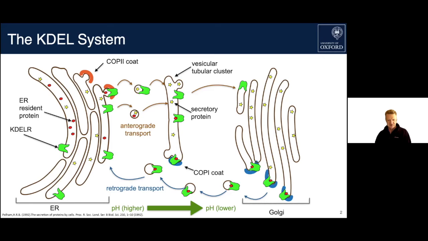There are two things to note about this process. One is that as you move from the ER through the Golgi, there's a slight change in lipid composition, which I'm not going to tell you about too much today. The other thing, which is important, is the slight pH gradient change. In the ER the pH is higher, so 7 point something, and in the Golgi it's about 6 point something. It's a very slight pH change, but it's going to be very critical for how the proteins respond and how this process proceeds.